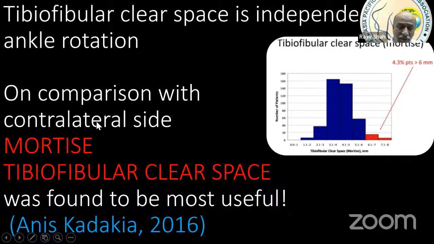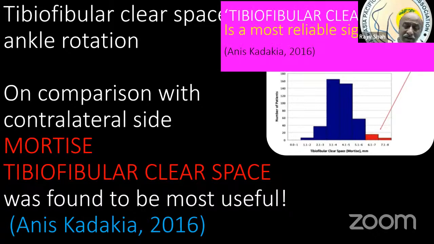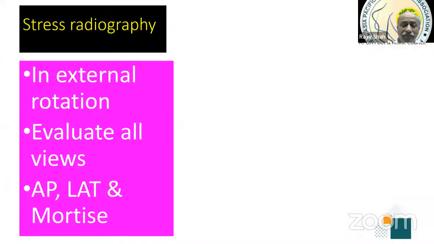You compare it with the opposite side, mortise tibiofibular clear space. This is the most useful sign as noted by this study by Dr. Kadakia in 2016. So don't rely on tibiofibular overlap, but rely on tibiofibular clear space. It is there as a good, reliable indicator in every view. Stress radiography you do in external rotation and evaluate all the views, AP, lateral and mortise.